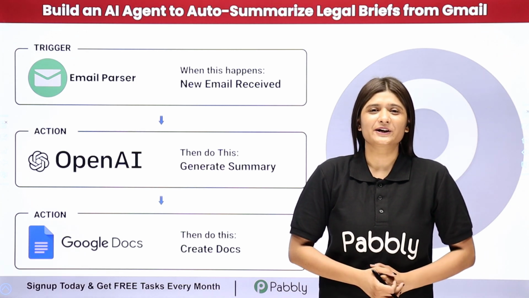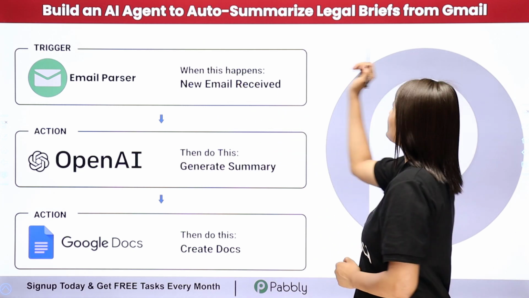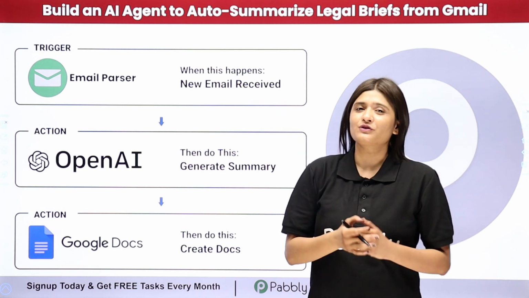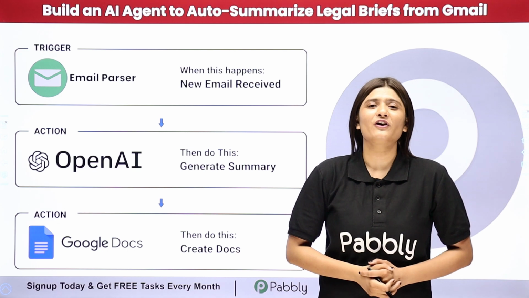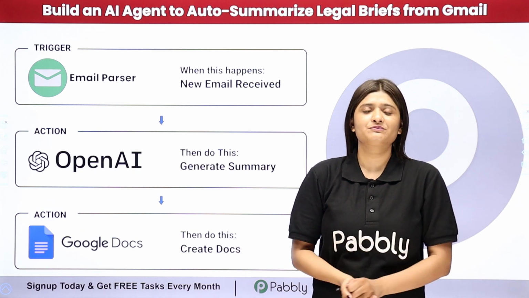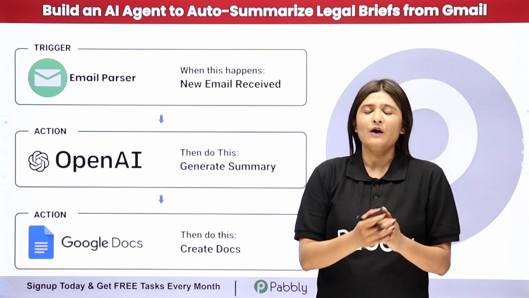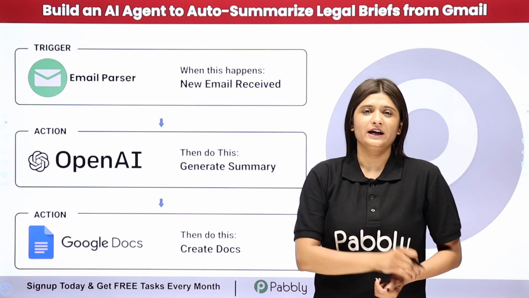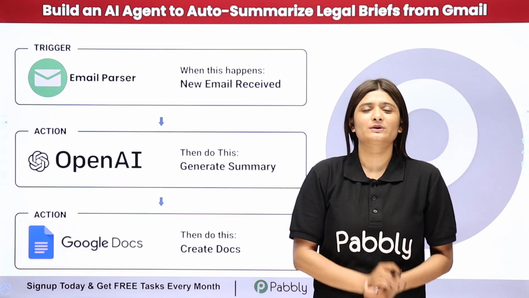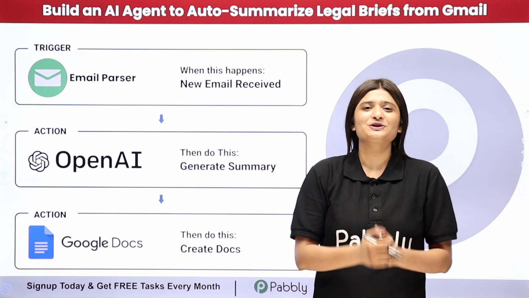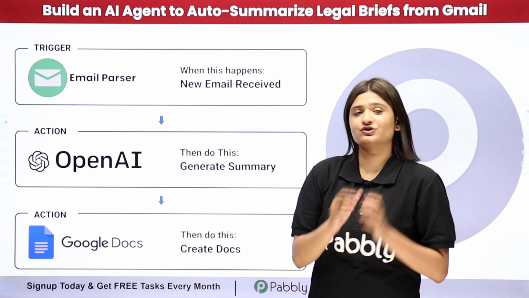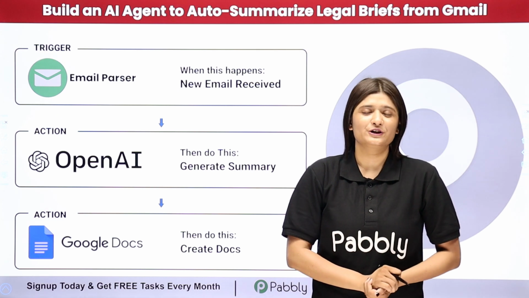In this video, we are going to learn how to build an AI agent to auto-summarize legal briefs from Gmail. So let's suppose I am an attorney and I receive legal briefs with the help of Gmail. Now I want that whenever I receive a new mail, it should be automatically analyzed with the help of my AI agent. Here I am going to use my AI agent as OpenAI. It should generate the summary and add that to my Google Docs.